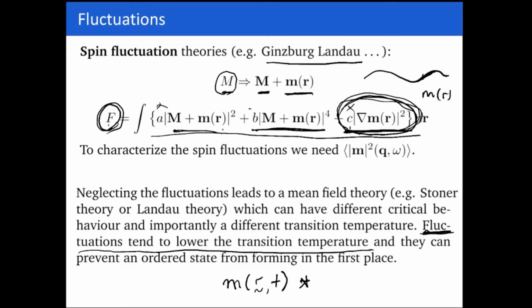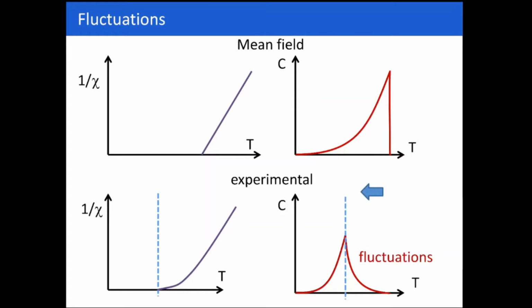The existence of fluctuations can be seen also in reality. So you get critical fluctuations when you look at the system, which wouldn't be predicted by the Landau theory. So here are two bulk properties of a ferromagnetic system going through a phase transition. Here we have the inverse susceptibility, which I had before, on the left hand side, and on the right hand side we've got the heat capacity. On the top panel you can see the predictions from mean field theory.